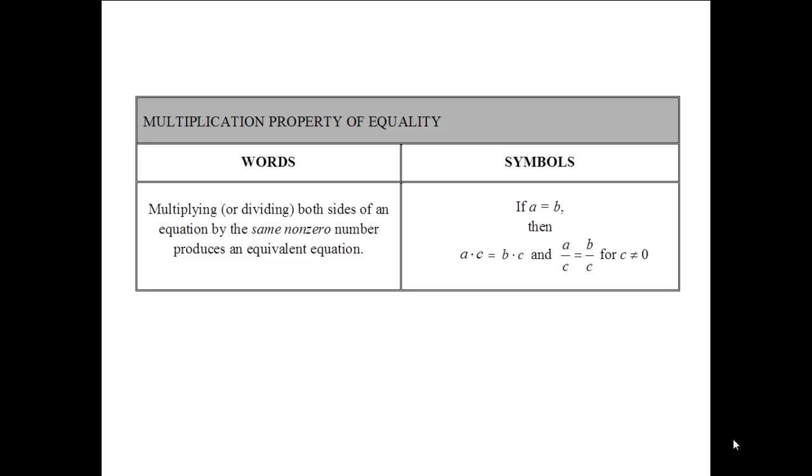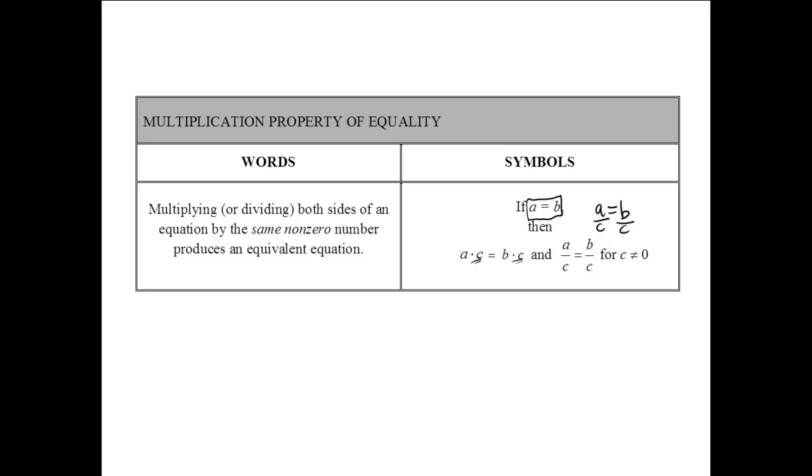The multiplication property of equality states, if we multiply or divide both sides of an equation by the same non-zero number, we get an equivalent equation. Our equation is A equals B. We could multiply the same non-zero number C to both sides. That would give us an equivalent equation. Or if we had A equals B, we could divide both sides by the same non-zero number C and produce an equivalent equation.